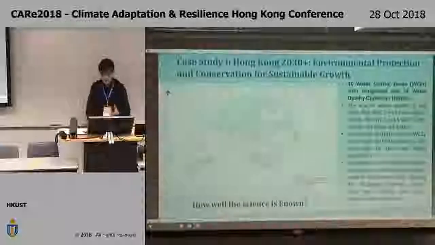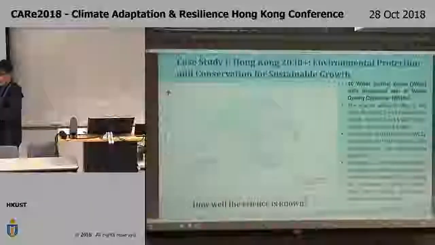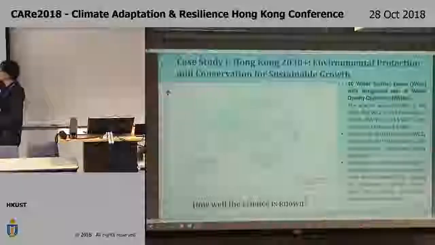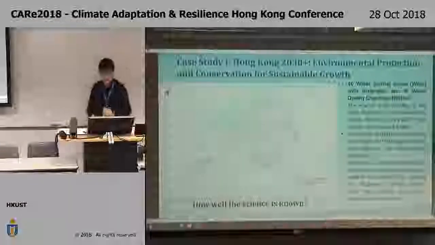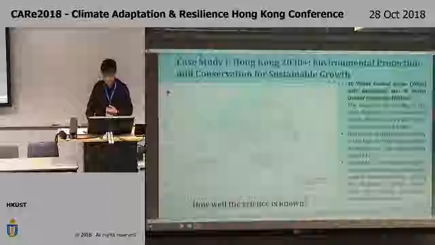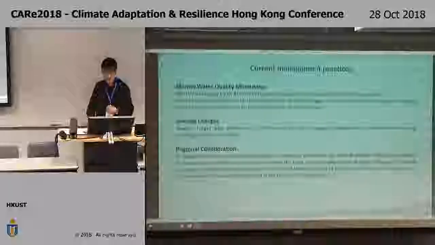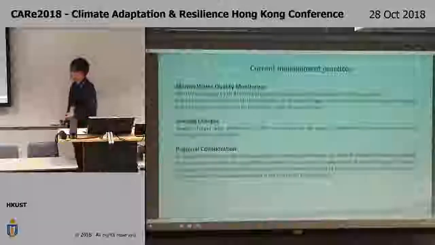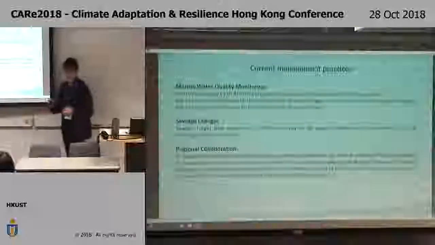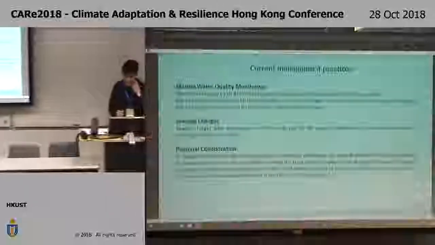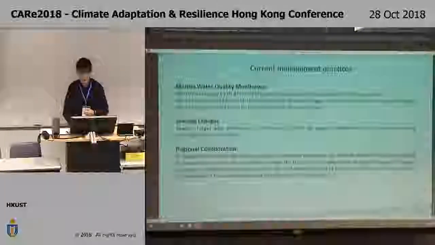But Hong Kong has done a lot of work in trying to preserve or conserve the ecosystem, and Tony will talk about that. I won't get into detail. But essentially, we have this Hong Kong 2030 plus, environmental protection and conservation for sustainable growth. The question is, of course, again, how well the science is known. In major management practice, we included marine water quality monitoring, sewage charge, and regional cooperation. These are also very efficient and actually very good practice to move towards sustainable development.